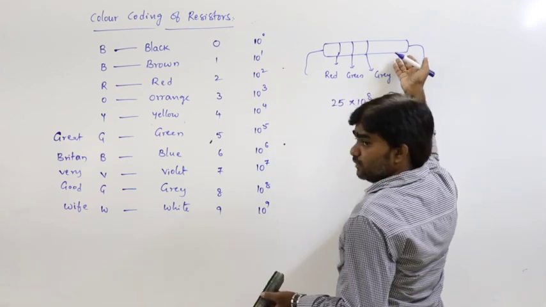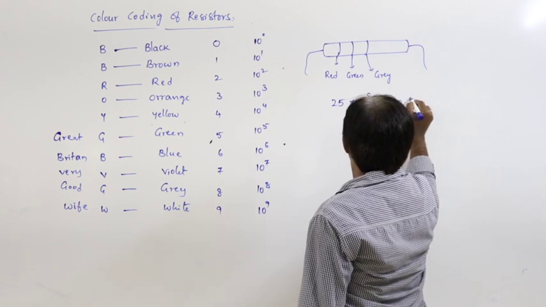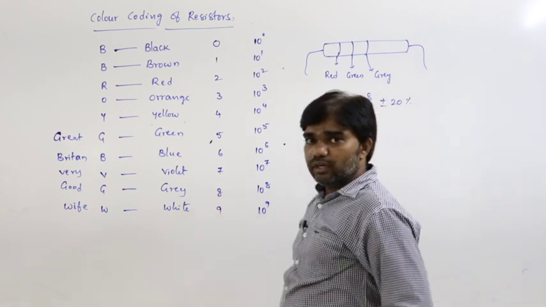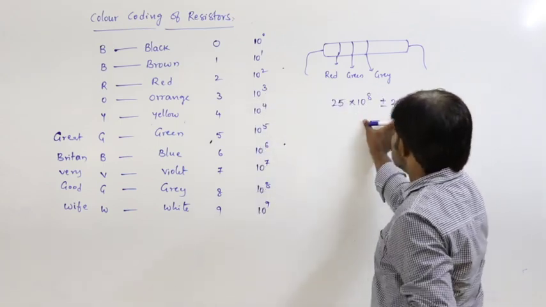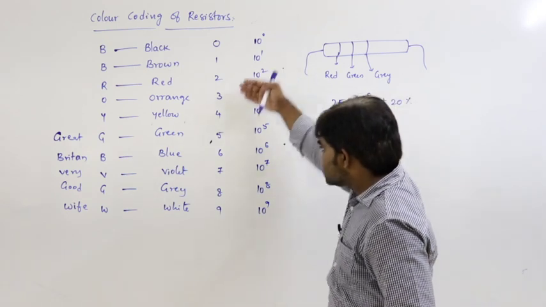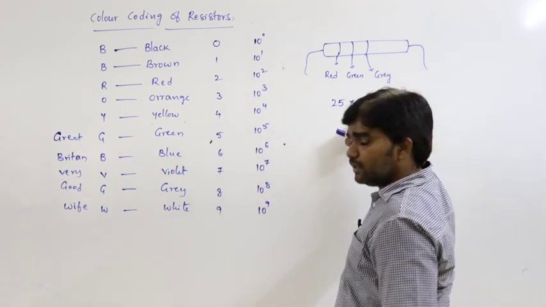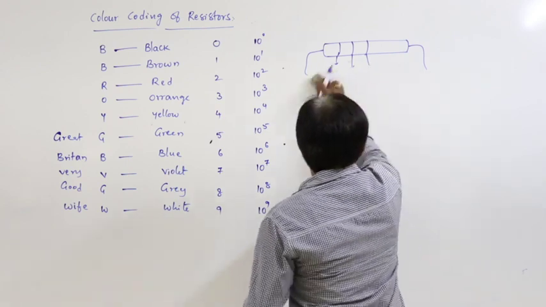Here the fourth one is no color. No color in the sense tolerance plus or minus 20%. So, 25 into 10 to the power of 8 plus or minus 20%. This is the resistance of the given resistor. So, by using this color coding, we can calculate the resistance. So, let us do one more.